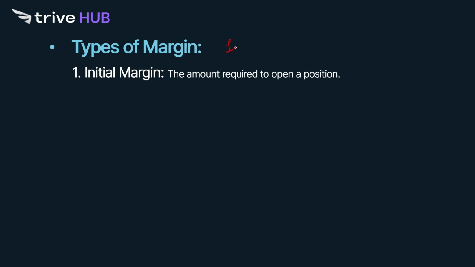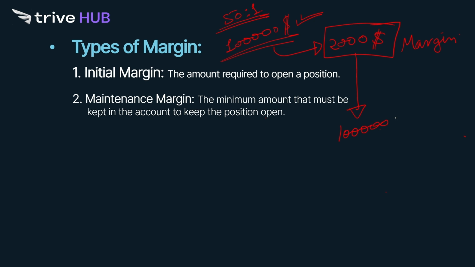Let's say you have deposited $2,000 initially. On this $100,000 position, you are getting a loss of $2,100. Then your broker will ask you for more money because you are already running in minus. If you do not top up that amount with your broker, there is a risk of automatic close of your position at a loss. So this is what maintenance margin means: the minimum amount that must be kept in the account to keep the position open.